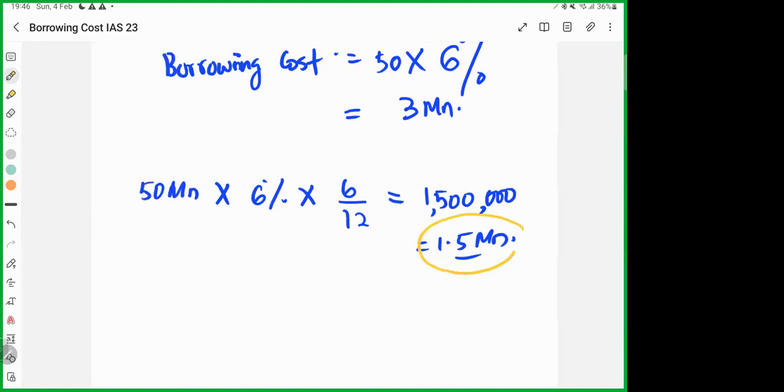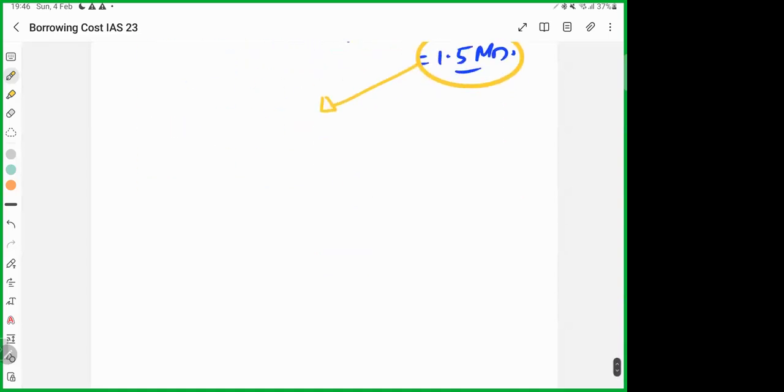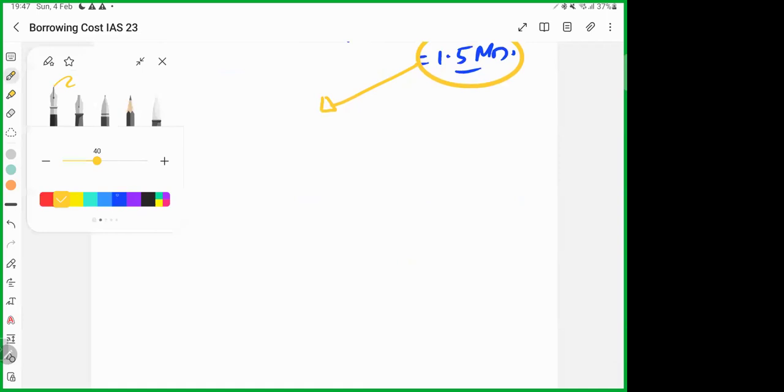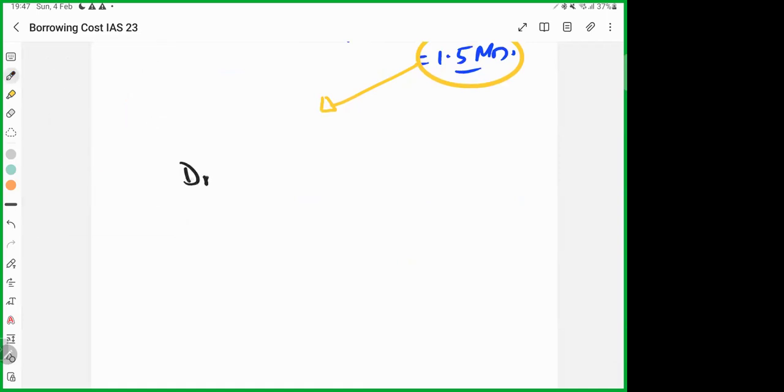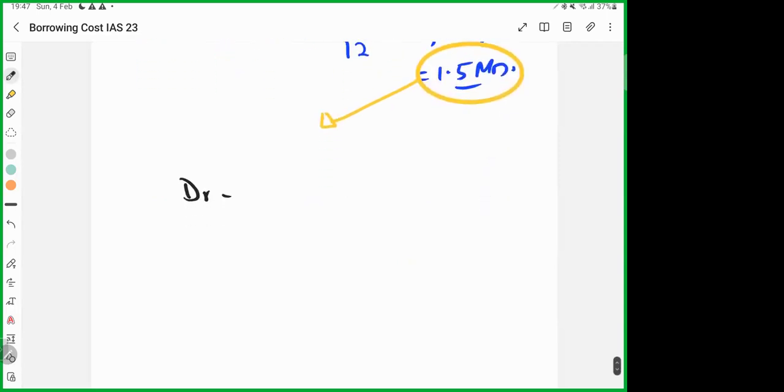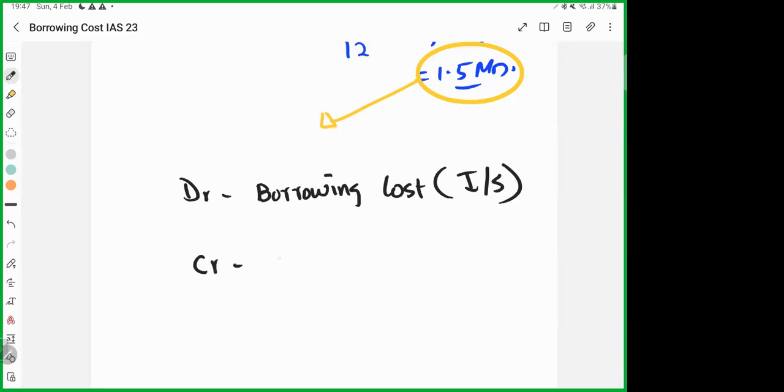Debit interest expenses. What do you think the double entry for this is? Debit finance charges. Interest expenses, 1.5 million. Where will I debit? Debit expenses, interest. I will debit borrowing cost, the expense in the income statement. Correct? Yes. And then credit to cash or bank.